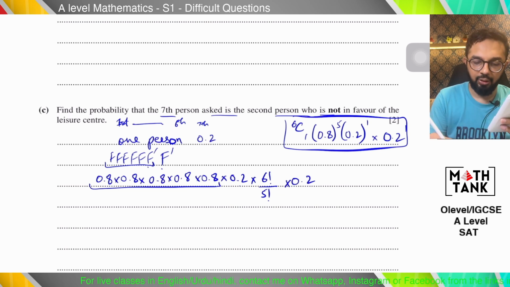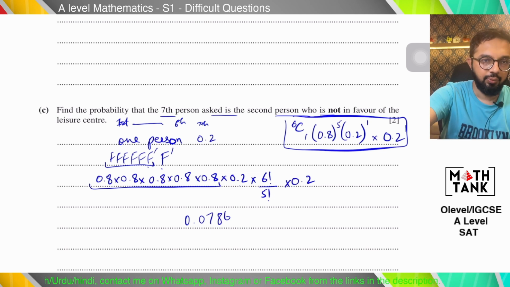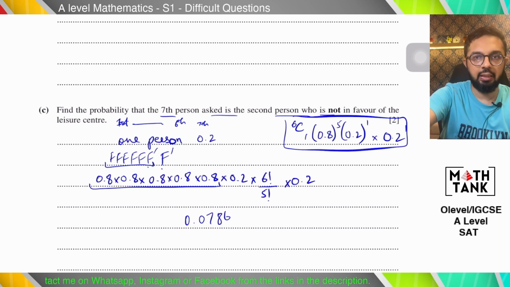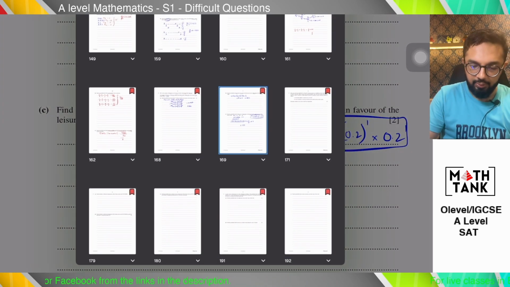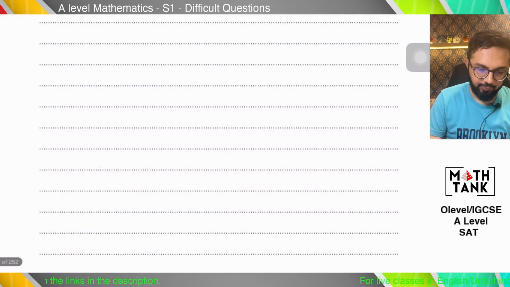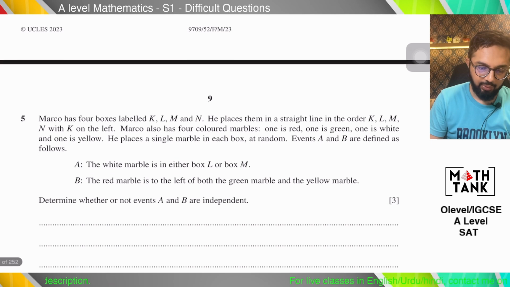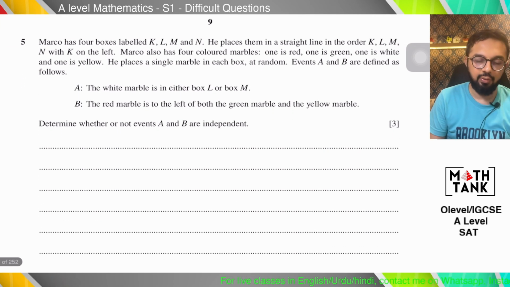That gives me 0.0786. Let's check. Yes, that is indeed the correct answer. Okay, moving on to the next question then. We have February, March 23, question number 5.